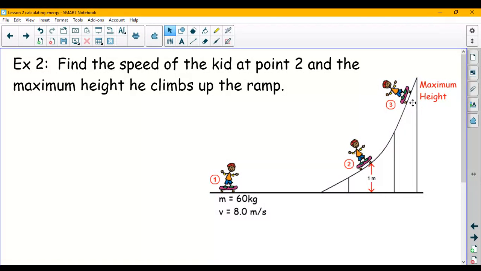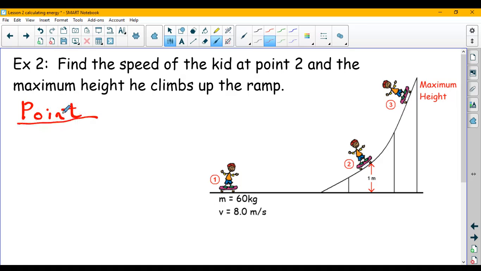Now, remember at the maximum height up here, this is where he's going to stop before he comes back down the hill. So he'll actually have no velocity up there. To do this question, this is where most people go wrong: they forget about point one. Point one is there for a reason. Point one is where I'm going to find out my total energy. I need to know what is the total energy of the system before I can do anything.